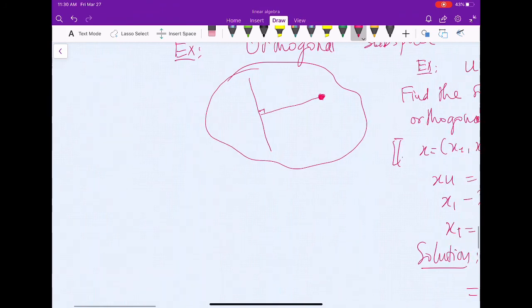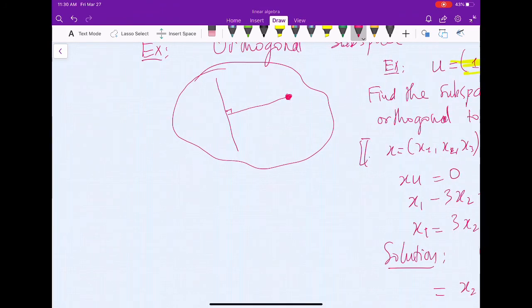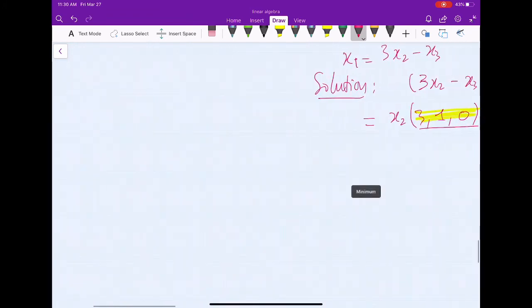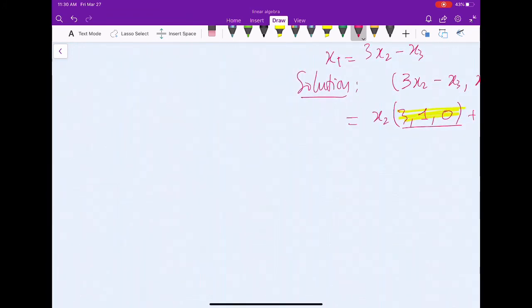The Gram-Schmidt process. Now we already know orthogonality. We already know how to find the orthogonal projection. Let's talk about the Gram-Schmidt process.